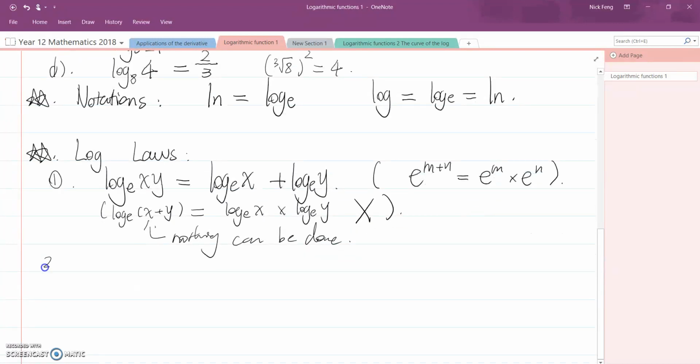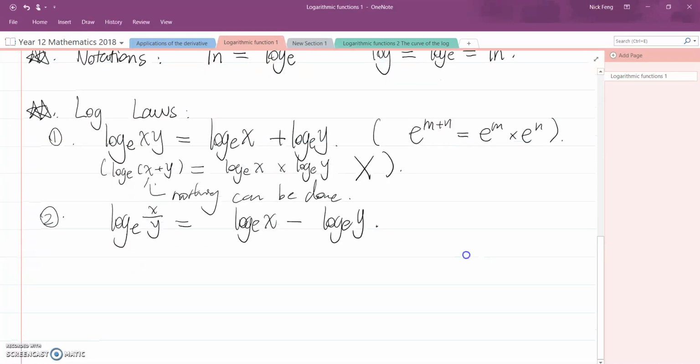Okay, so the second version, of course, once we have the multiplication inside the log, we also have division. If it's division inside the log, outside it becomes subtraction. This is exactly the same as e to the power of m minus n, which is e to the power of m divided by e to the power of n. They are the same, just different versions of saying the same thing.